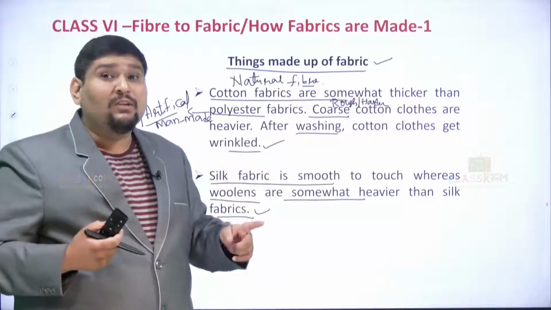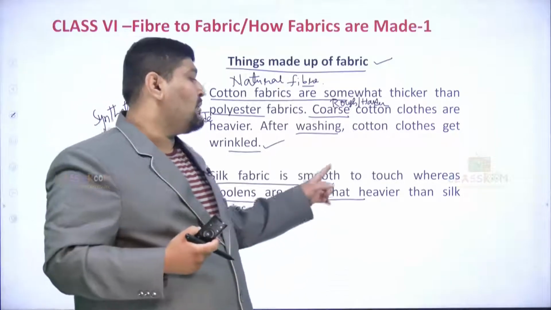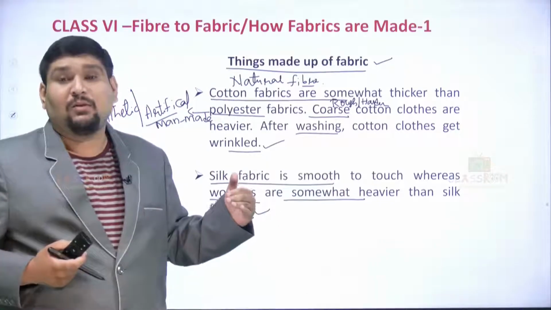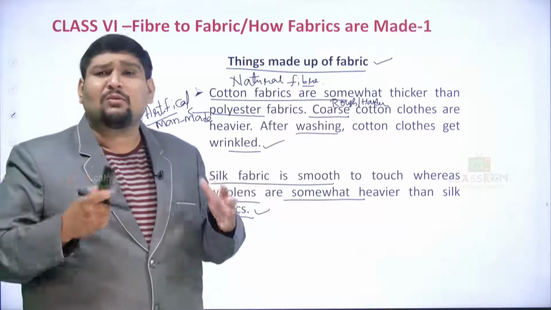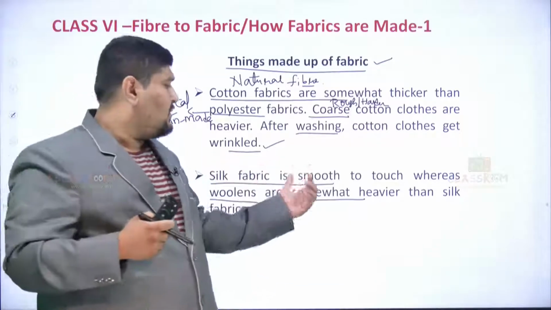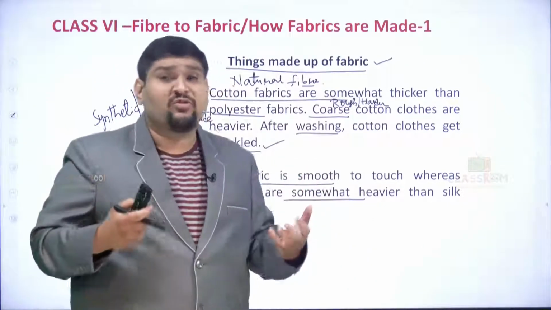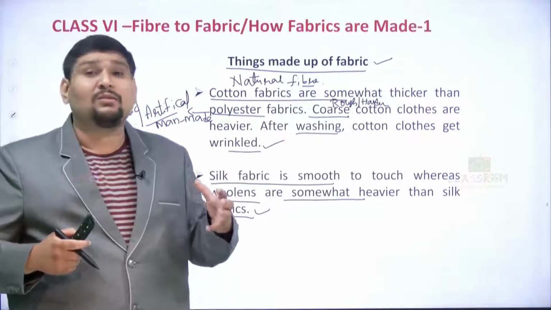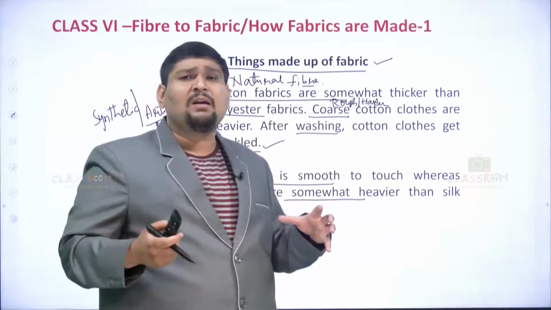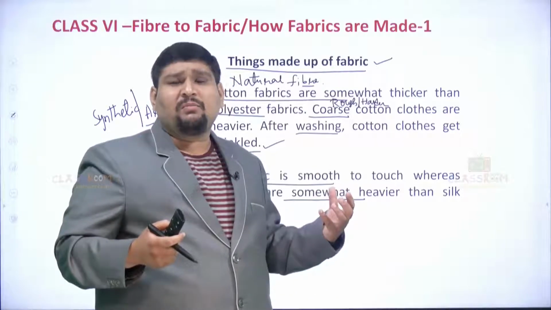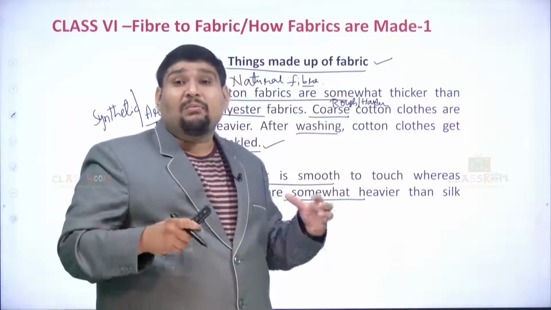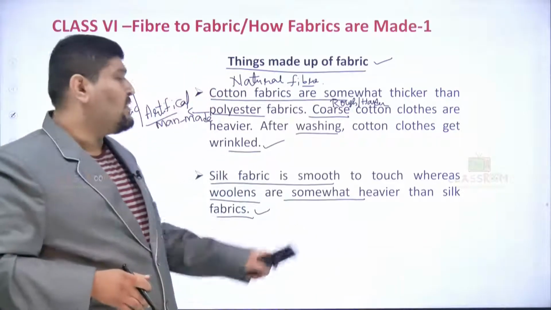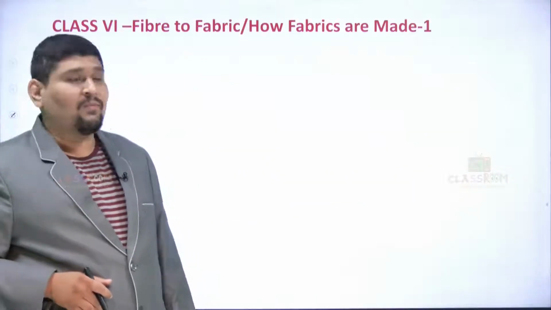So when you compare silk fabrics with woolen fabrics, you can find that silk fabrics are soft, very smooth to touch and shiny, whereas wool does not have a shiny appearance, as you know it's obtained from sheep, and it's heavier compared to silk. That kind of comparison is expected here.